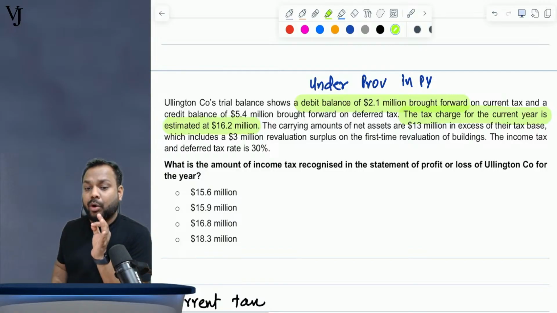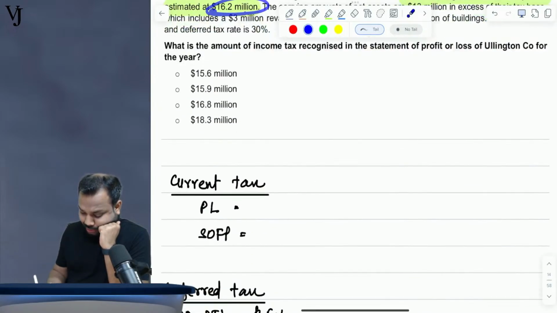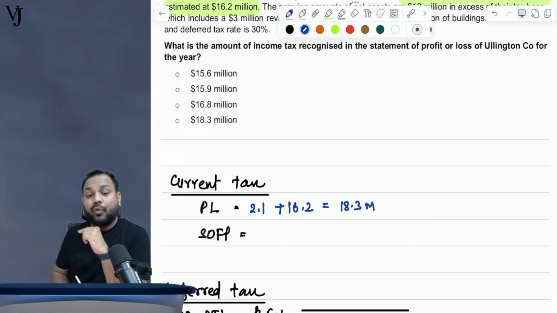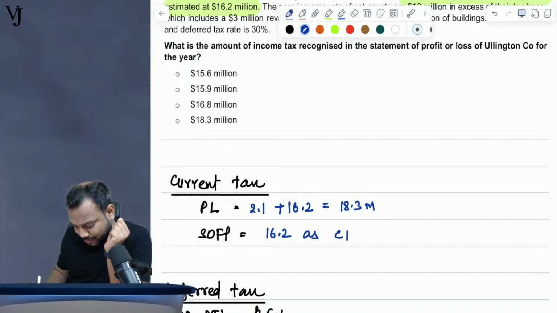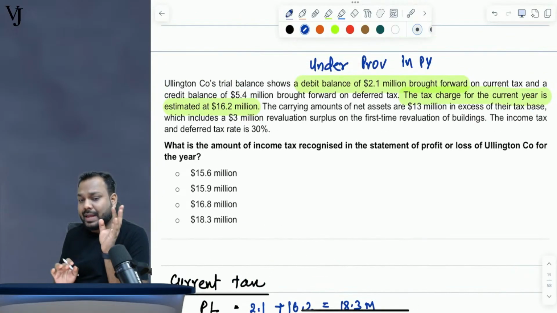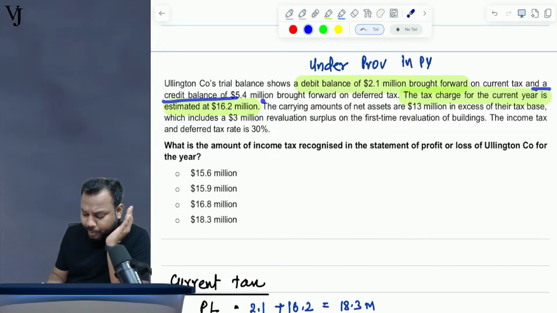So now tell me, what is the amount that will go to P&L? 2.1 plus 16.2 is 18.3 million will go to P&L. What is the amount that will go to SOFP? It will be 16.2 as current tax liability. I believe it is very much clear to everyone. Okay, now coming from the point of view of deferred tax. The question says deferred tax brought forward balance is 5.4 million, meaning the opening balance of deferred tax is 5.4.